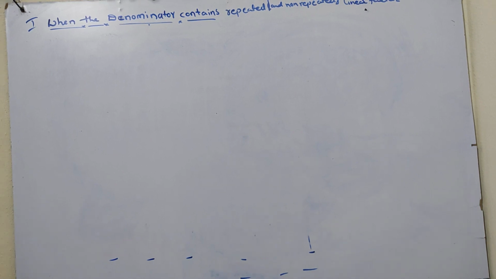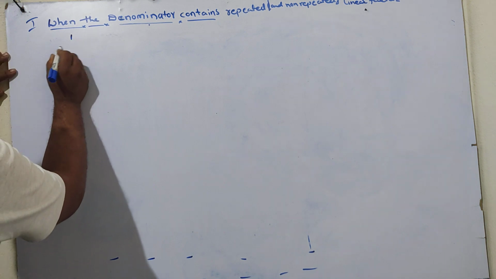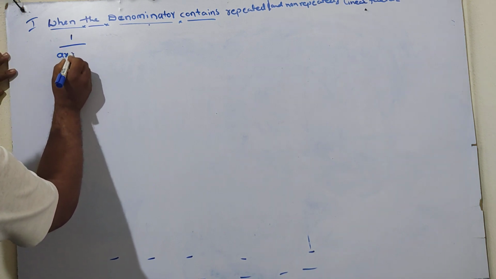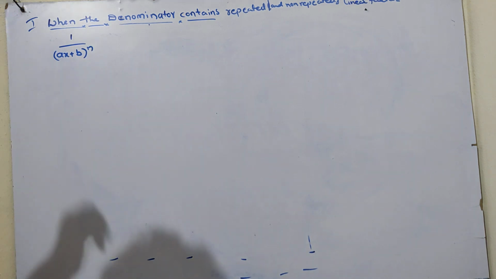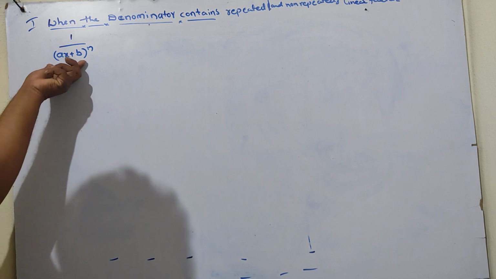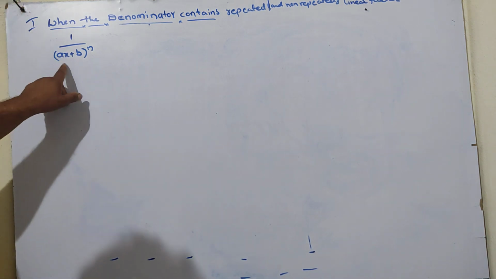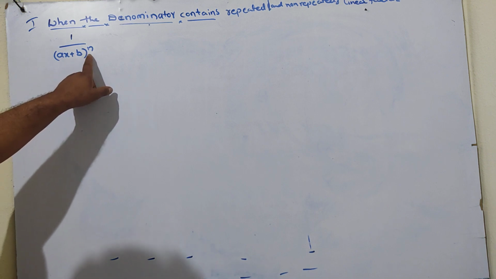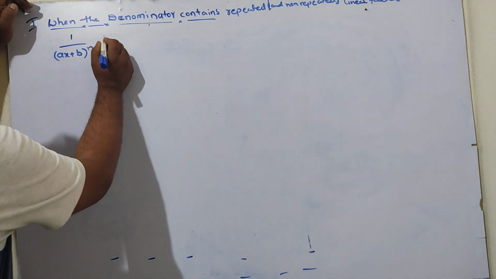First of all, we have to know about the general form when we have the repeated term. For example, generally, if you have 1 by (ax plus b) whole power n, the g of x term can be repeating here. The ax plus b term can be repeating n times. In that case, we have to find n constants.